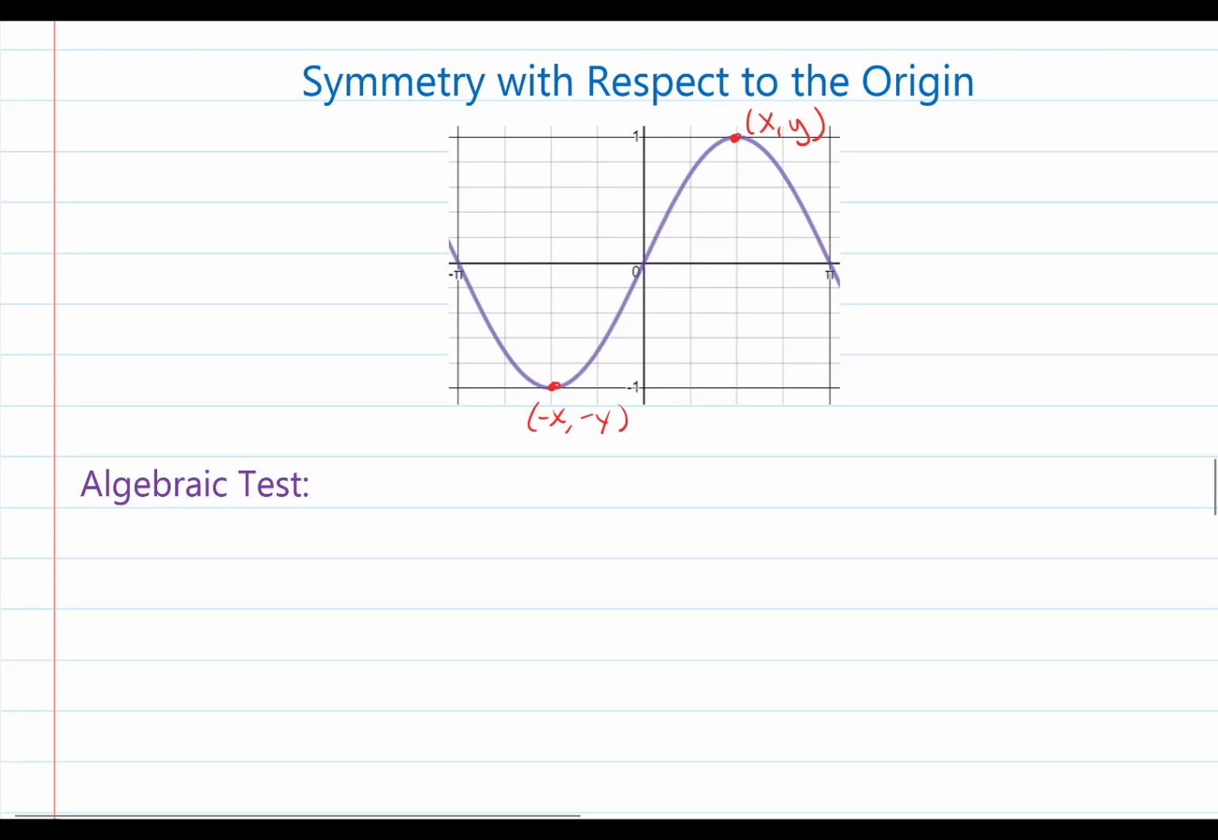And that leads us to our algebraic test. For this test, we are going to replace x with negative x, or the opposite of x, and y with negative y, or the opposite of y. And then our goal is to simplify. So what we're trying to do is simplify this equation once we replace x and y with negative x and negative y to see if we can go back to the original equation. And if we can, then that equation represents a graph that is symmetric with respect to the origin. If we cannot, then the graph is not symmetric with respect to the origin.